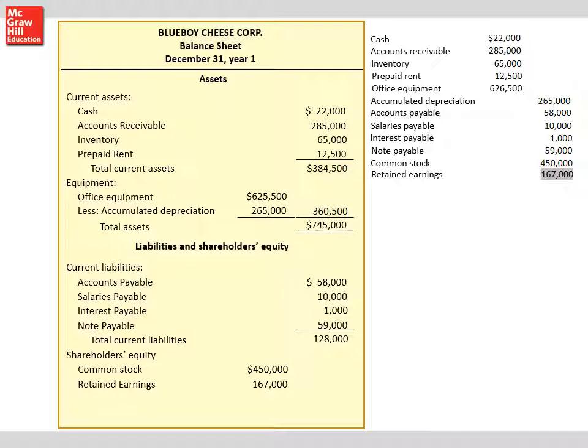Retained earnings has a credit balance of $125,000, but remember there were $42,000 in net income on our income statement, so that's added in to make $167,000. So total shareholders' equity is $617,000. Add the liabilities to the shareholders' equity, and you're done with your balance sheet. Assets equal liabilities and shareholders' equity.